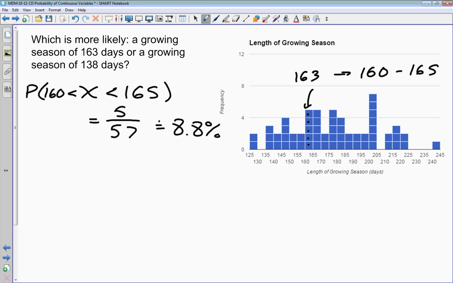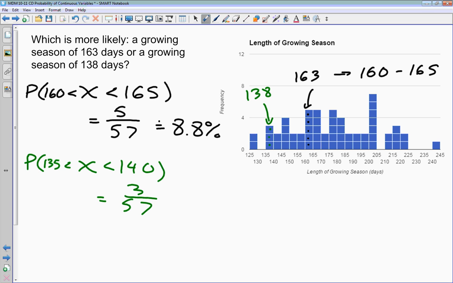For 138 days, the range that we're interested in is going to be from 135 to 140. So the probability that our growing season is between 140 and 135 is going to be 1, 2, 3, 3 out of 57, or approximately 5.3%.